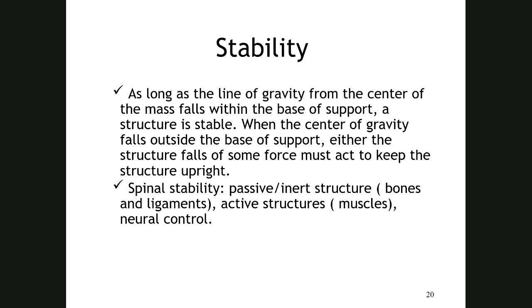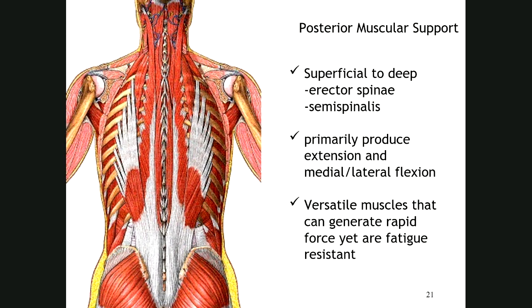And then we're going to talk a little bit more now about the active structures. So now we're talking about muscles. We're also talking about neural control. So the nerves also play a role in maintaining stability. We're going to dig a little deeper into the active structures, which are muscles, because they move, so they're active. We're going to talk about it in segments: the top, the bottom, the front and the back.